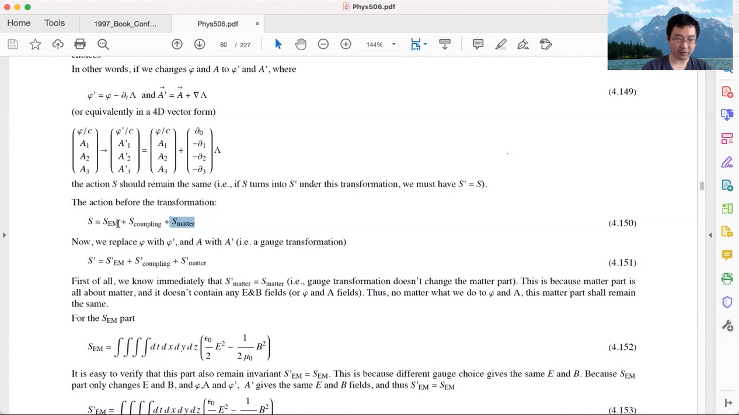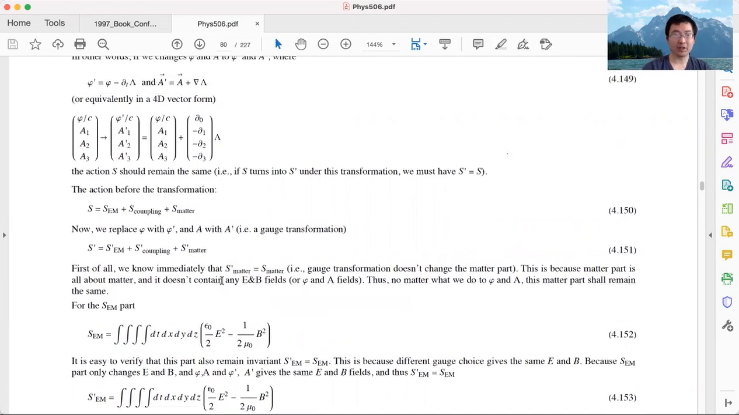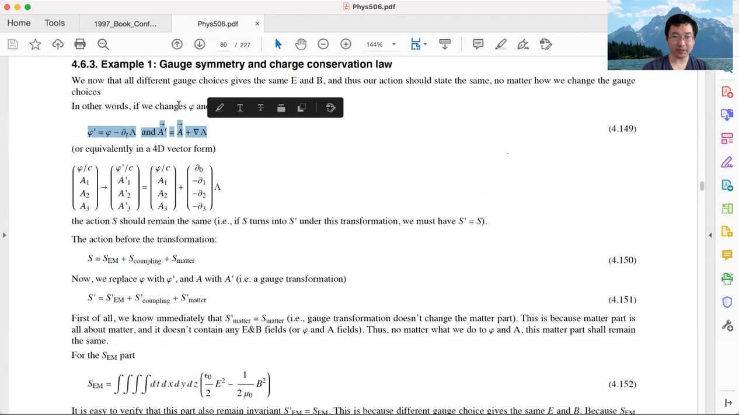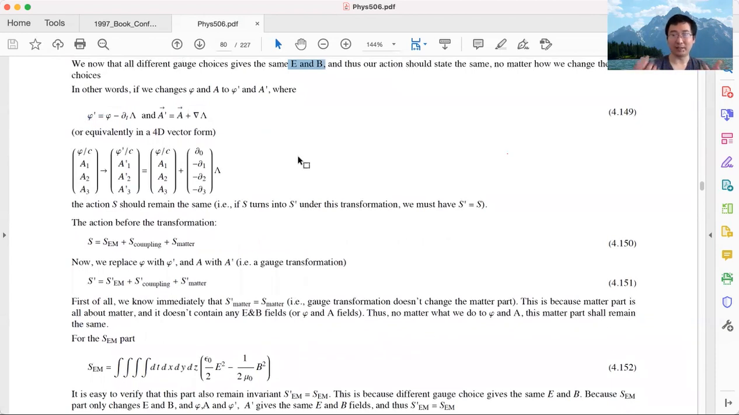Now let's look at the first term, the E and M part. The E and M part is this guy, E squared minus B squared, as we learned earlier. This term is automatically gauge invariant. Gauge invariant means this term does not change under gauge transformation. The reason is, as we explained earlier, gauge transformation changes the value of phi and A, but phi and A and phi prime and A prime give you the same E and B. E and B are derivatives of phi and A.